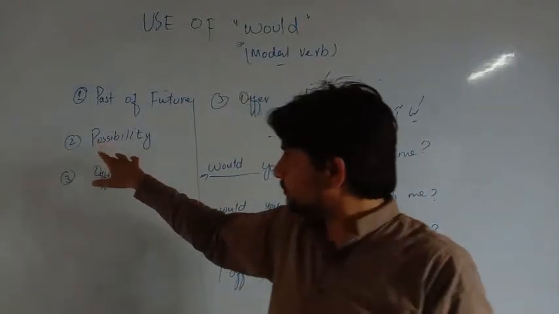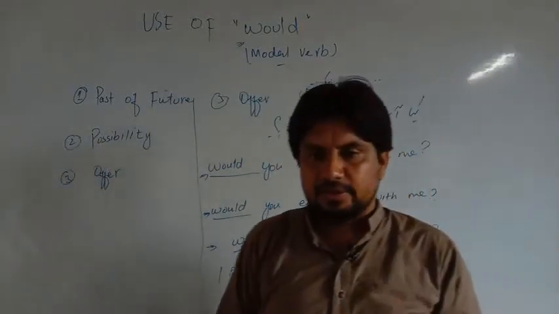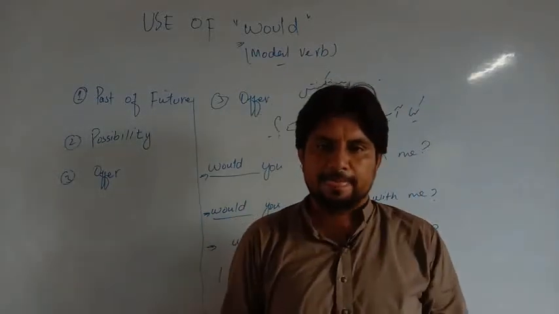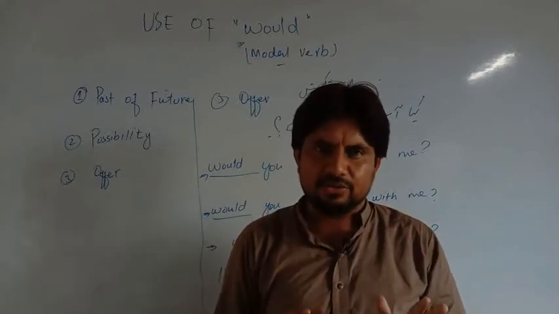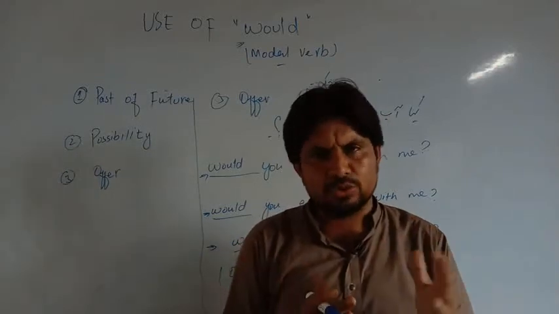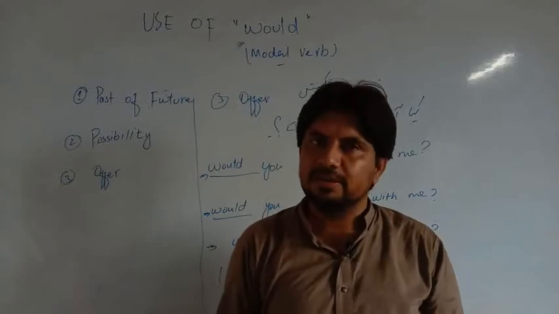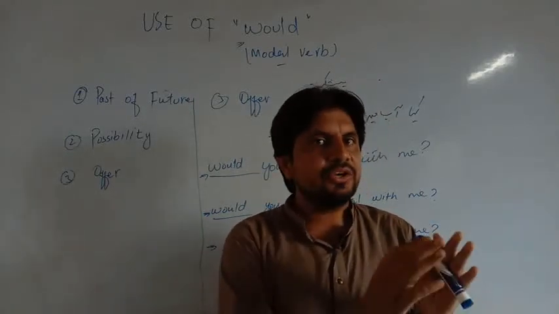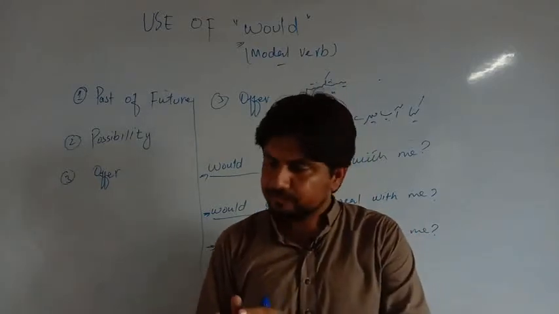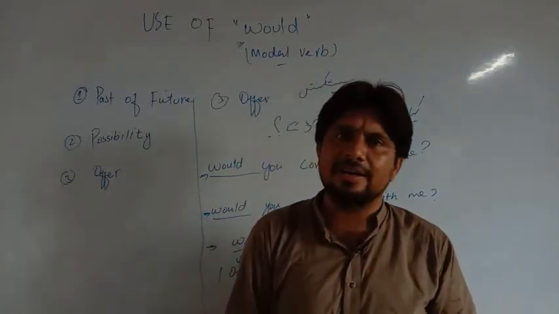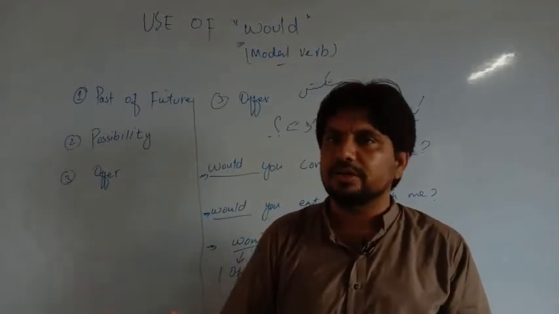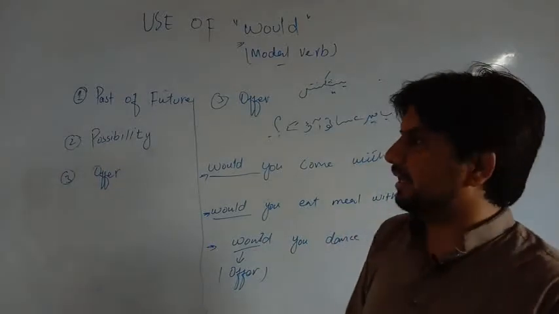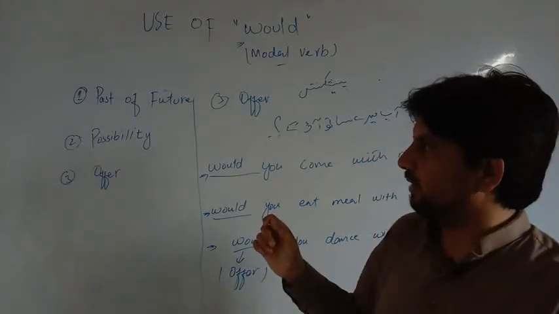Second one is possibility. When you are not 100% sure to do something in future, it means that you are not 100% sure. It may be that you do that work, or it may be that you don't. When you are 100% sure in future, then you are going to use will. But when you are less sure or not 100% sure to do something in future, you are not allowed to use will, but you will have to follow would.